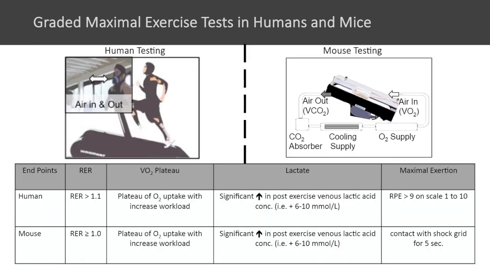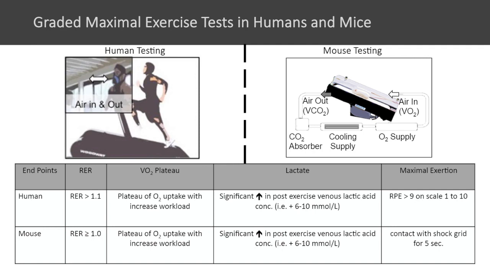And if we break it down even further to look at these endpoints in human and mouse testing, we can see that there's a lot of things that are conserved, which is great if you're working in a mouse model and wanting to make translatable findings. In a graded maximal exercise test, whether in a human or a mouse, we're looking for a respiratory exchange ratio of greater than or equal to 1. We're looking for plateaus in maximal oxygen uptake, and that way we can determine the VO2 max or VO2 peak.